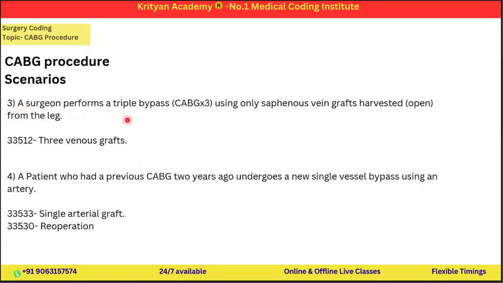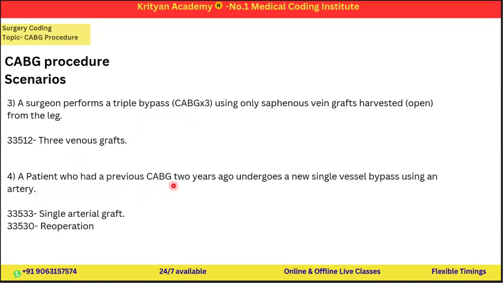The next one, a surgeon performs a triple bypass CABG, using saphenous vein grafts harvested open. So here you can see three venous grafts, 33512 only. Usually the saphenous vein graft harvest, right, would be included and bundled into the CABG procedure. If it is endoscopic, we need to code it separately. So here they only performed the CABG with three venous grafts. So we have 33512.